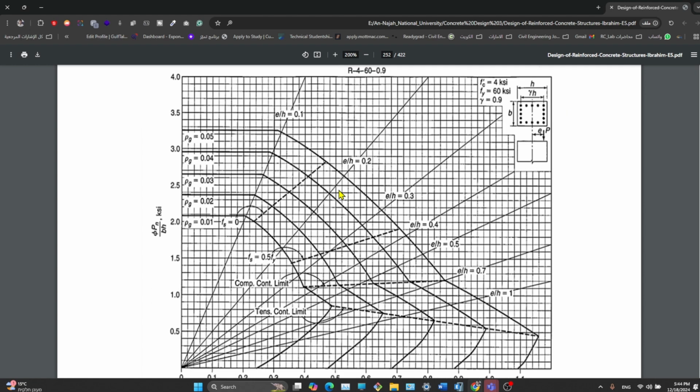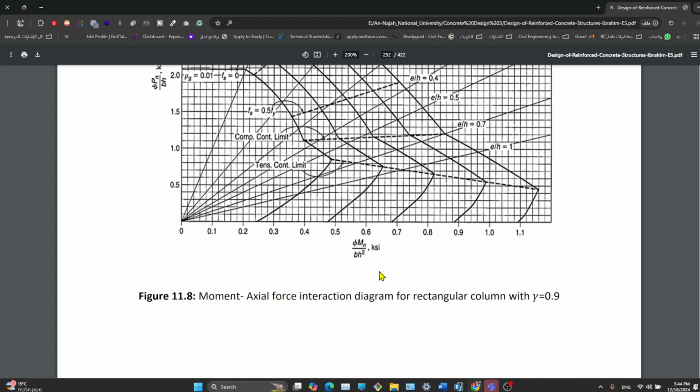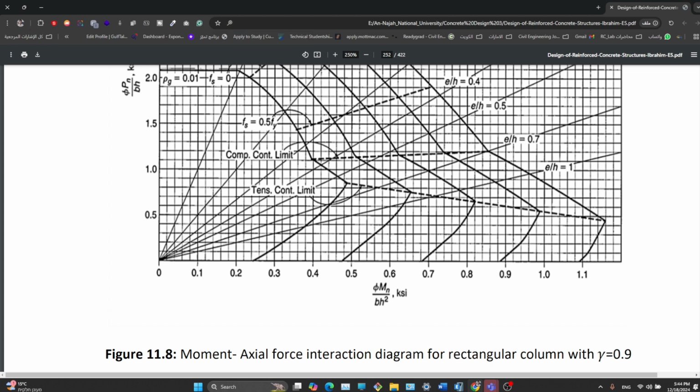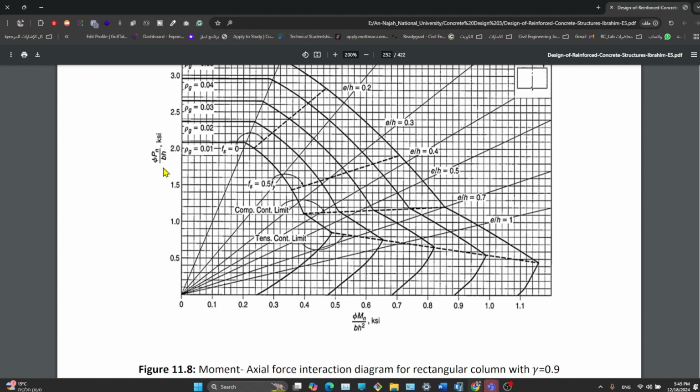So in the x-axis, what do you see? Phi Mn over bh squared, yes. In the y-axis, we have phi Pn over bh, also it is KSI. Now, we have these curves.